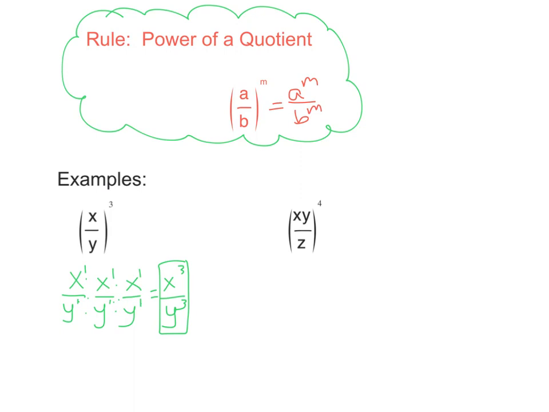So let's just try one last example. If you look at x times y over z, all raised to the fourth power. Pay attention to where your parentheses are and what's being raised to the fourth. It's the whole thing. So we just need to go ahead and raise every factor in the numerator and every factor in the denominator to the fourth power. So x to the fourth, y to the fourth over z to the fourth. And now nothing else can be done because each and every base, x, y, and z, each base is different, and that's as far as we can take that problem.